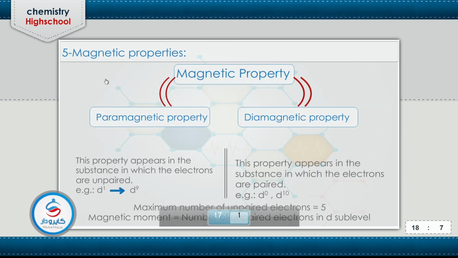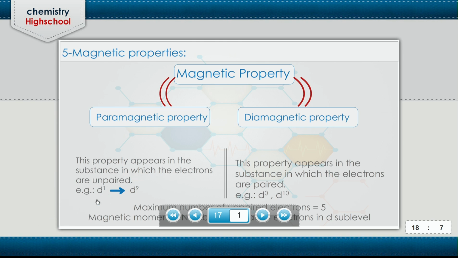When we study the magnetic properties of the first series of transition elements, we will discuss the magnetic property, which is divided into paramagnetic property and diamagnetic property. In the case of paramagnetic property, the property appears in a substance in which the electrons are unpaired. Example: a 3d sublevel containing 1 electron up to 9 electrons.